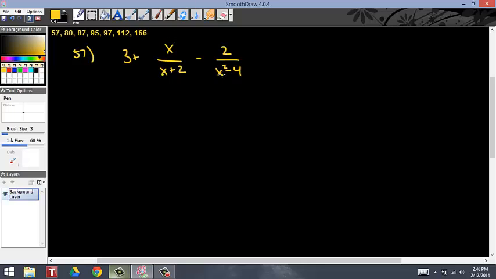Change the 2 over x squared minus 4 to a plus. No, it's not that. Before finding common denominators, we always have to do something, if it's possible. Yeah, what do you think? Kind of. Factor this thing. So it's going to be 3 plus x over x plus 2 minus 2 over x minus 2 times x plus 2.